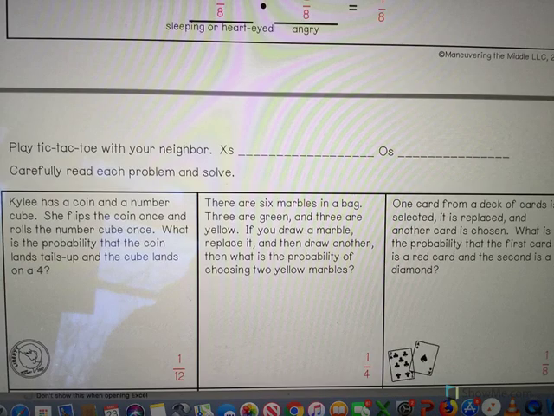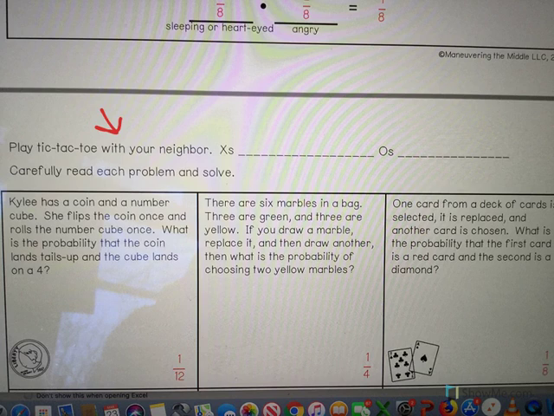Okay, we're back here. It says play tic-tac-toe with your neighbor. Go ahead and don't knock on your neighbor's door, but somebody's at your house. Go ahead and play tic-tac-toe with your neighbor and see how many X's and how many O's you get. I don't know why he puts it on there, but go ahead and have some fun and play some tic-tac-toe.